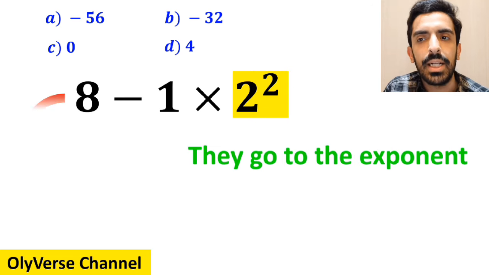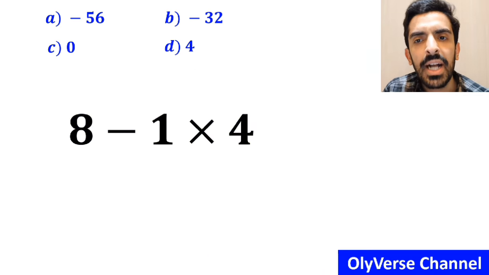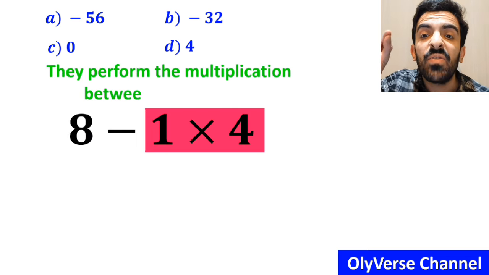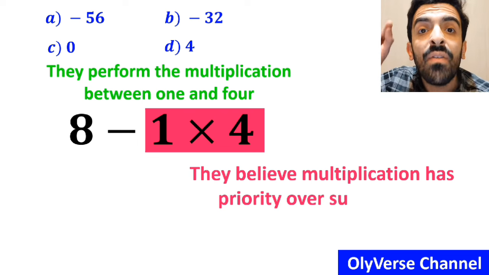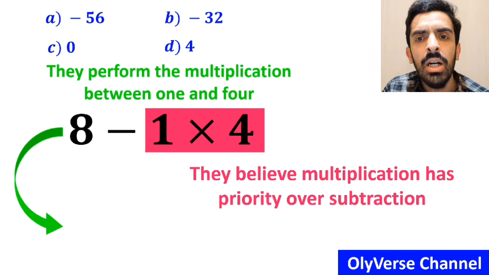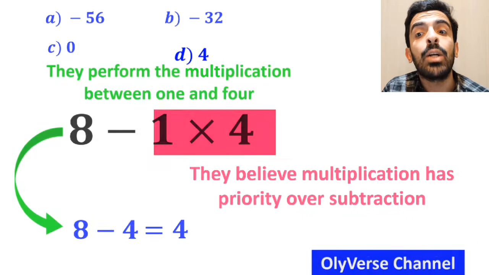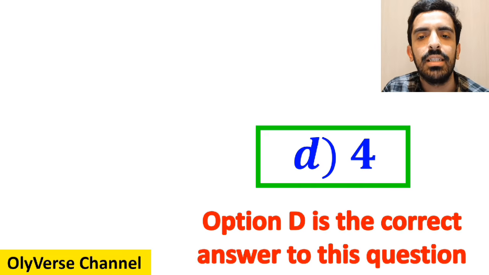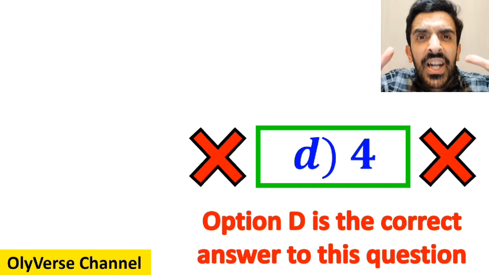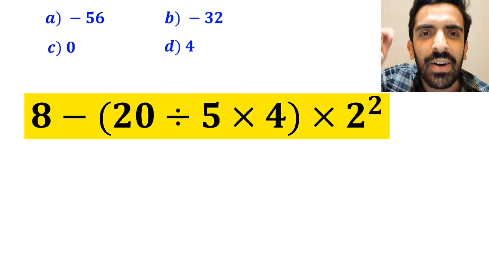Next, they go to the exponent and simplify to 8 minus 1 multiplied by 4. And in the final step, they perform the multiplication between 1 and 4 because they believe multiplication has priority over subtraction. So, they rewrite this expression as 8 minus 4, which eventually gives them the answer 4. And immediately, they quickly say that option D is the correct answer to this question. However, that's definitely wrong. Alright, now let me show you how to solve this expression correctly.